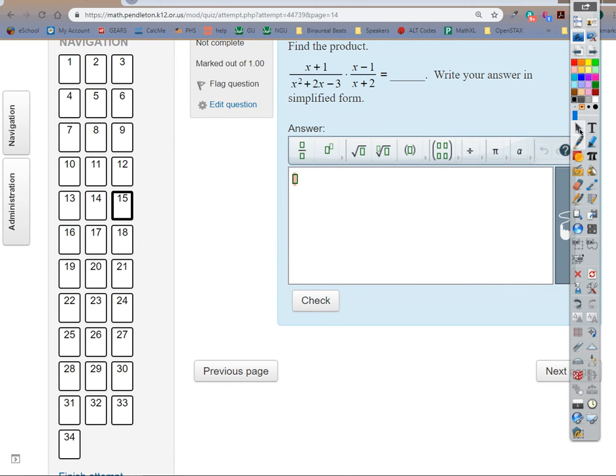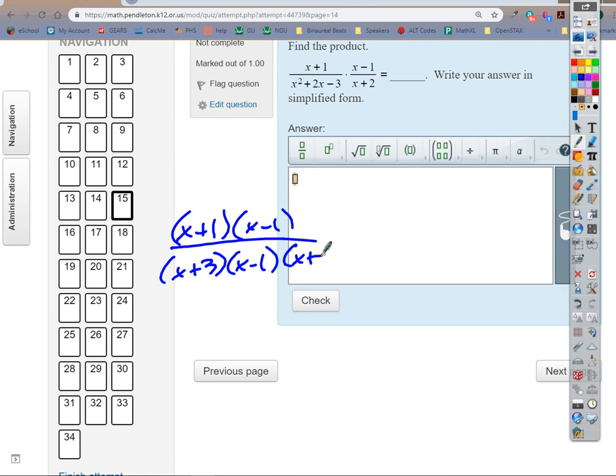So what do we get if we factor the top? We just get x plus 1 times x minus 1. On the bottom, what's that factor into? x plus 3, x minus 1? Yeah, and times x plus 2. So now what? Cancel those.